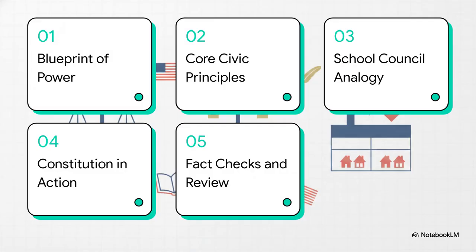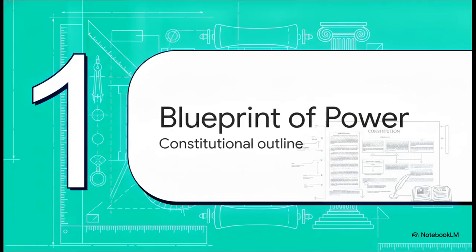Here is our agenda. 1. The blueprint of power. 2. 6 core civic principles. 3. The school council analogy. 4. Constitutional text in action. And 5. Fact checks and review.